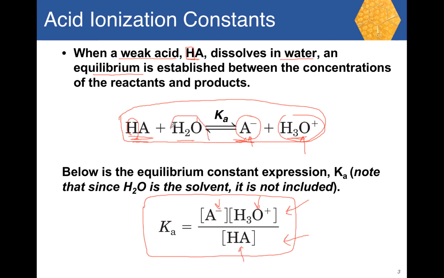Notice that H2O is not included in this equilibrium expression. Why? Because it is the solvent and its concentration is extremely large compared to HA and A minus and H3O plus. So for this equilibrium constant, it's a little different, and it's called Ka because it's the acidity of an acid in water. So that's why H2O is not included here. So this expression here is the equilibrium constant for the acidity of a weak acid.